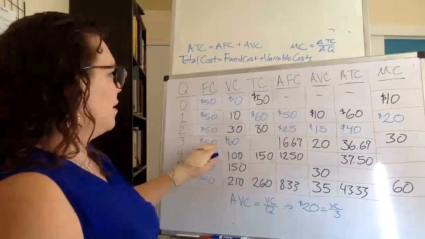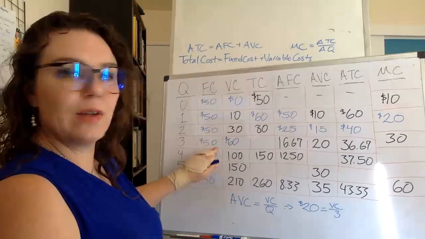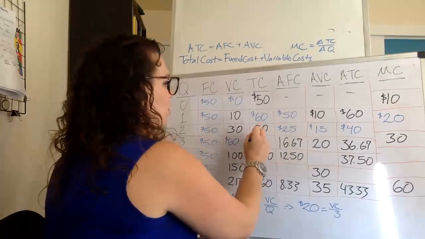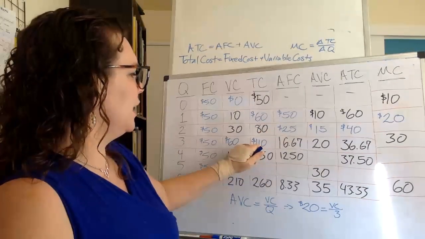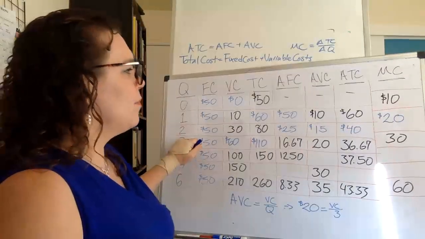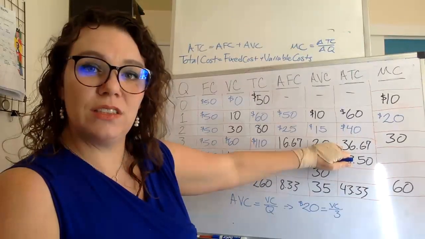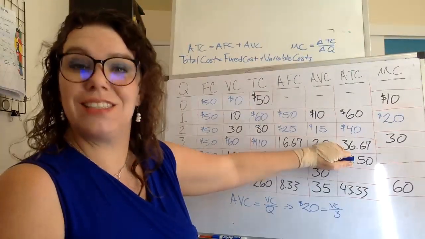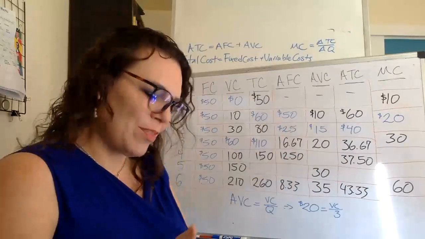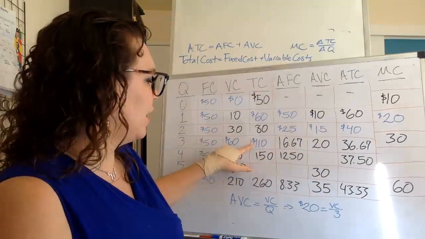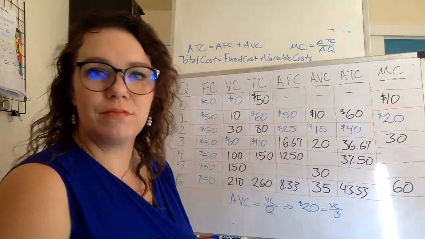And then if we add our fixed costs and our variable costs together, we get $110 for our total cost. And we can double check it and say, okay, well, $110 divided by 3, is that $36.66 or 67 cents? It is. Check it on your calculator. That's awesome. That means that we've got the right value for our total cost. Cool?